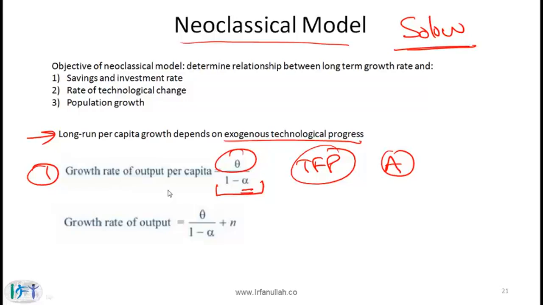So in any case, what you need to memorize is that the growth rate of output on a per capita basis is theta over 1 minus alpha. In a stable economy, 1 minus alpha will be stable, and hence the growth rate of output per capita will essentially be determined by the growth rate of technology. What about the overall growth rate of output? This is given by theta over 1 minus alpha, which is simply brought down from here, plus n. N stands for the growth rate of labor. So these are two important relationships that you need to memorize.